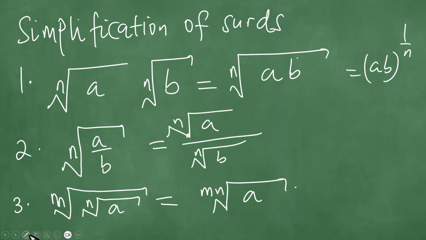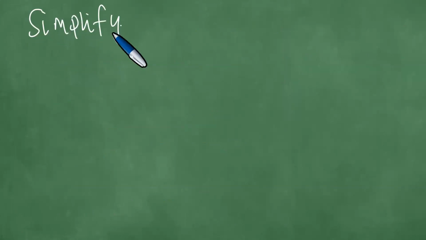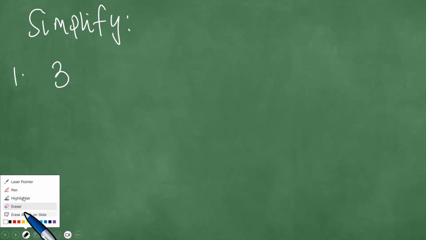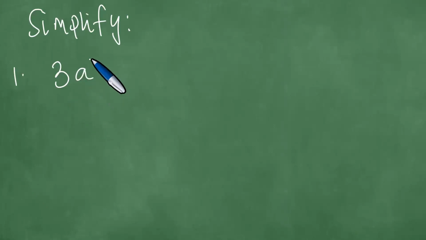Simplify using the laws. Okay, this video is recorded, so if you did not see something well, you'll have a chance to replay and watch. Right, so let us look at this one. Simplify these. If you have 3 times a to the minus 2, b to the 15th power.